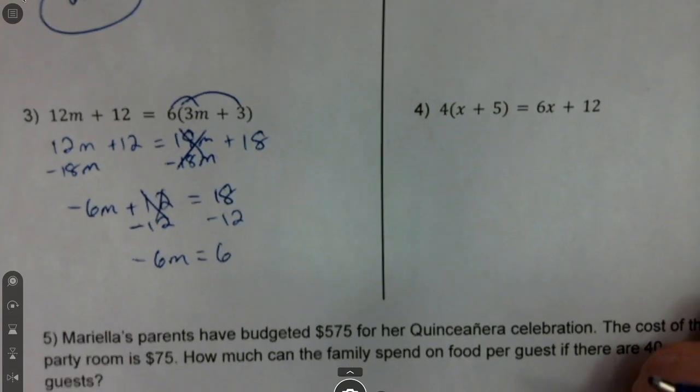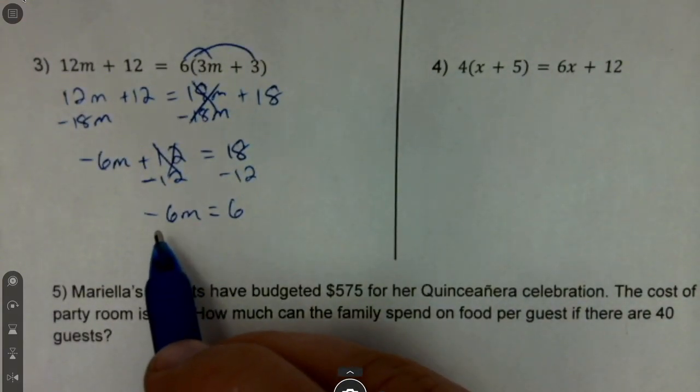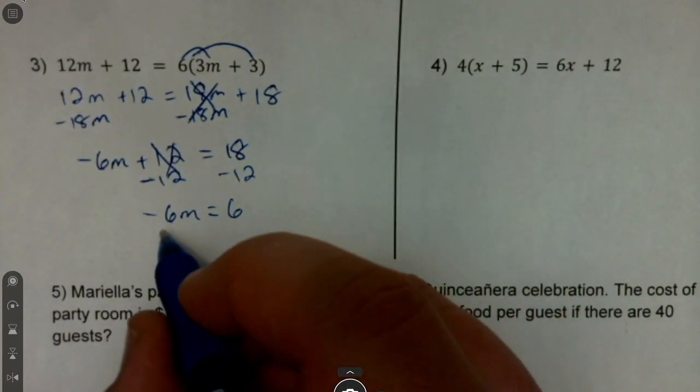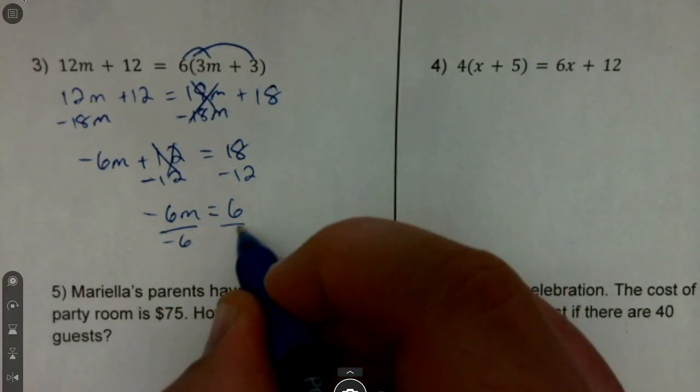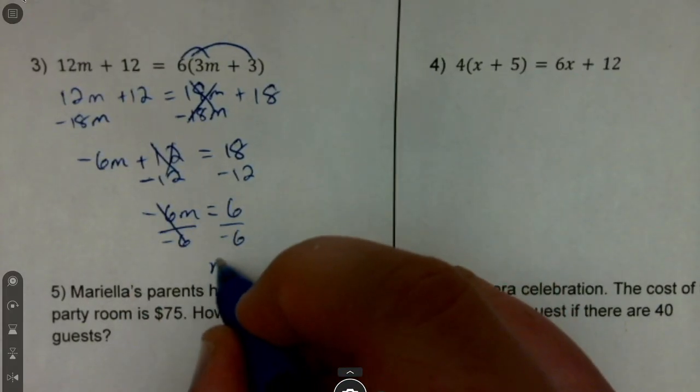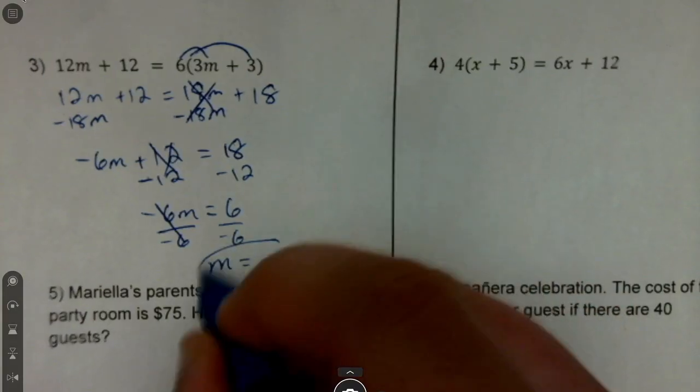And our last step is to get rid of this coefficient. That's negative 6 times m. So I do the opposite of times, and I divide both sides by negative 6. So we get m equals negative 1.